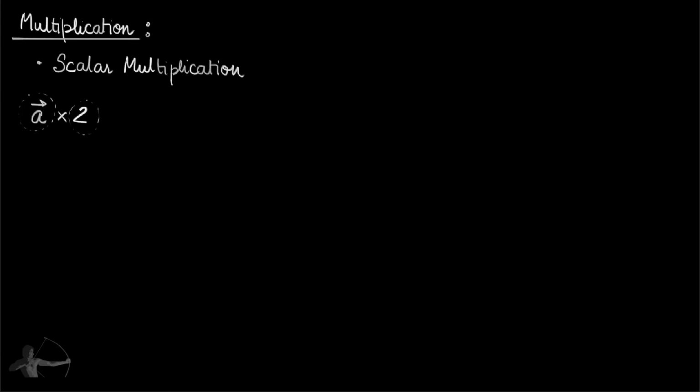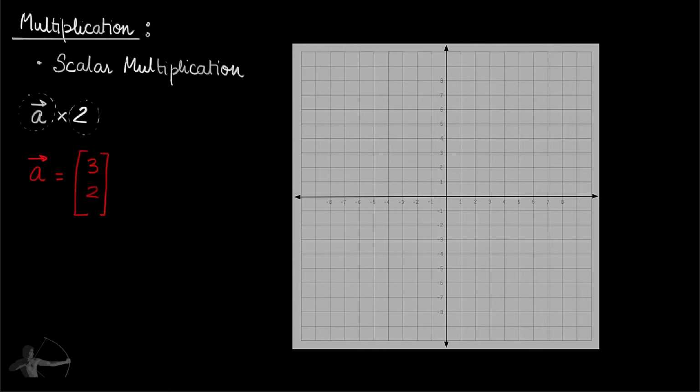If we have a vector A, which is (3, 2), that means it is connecting the origin to point 3 on axis x and point 2 on axis y. So this is our vector A. When we multiply vector A with 2, we multiply the numbers with 2. So the resultant vector is 3 multiplied by 2 and 2 multiplied by 2. 3 multiplied by 2 is 6, 2 multiplied by 2 is 4. The resultant vector is (6, 4).